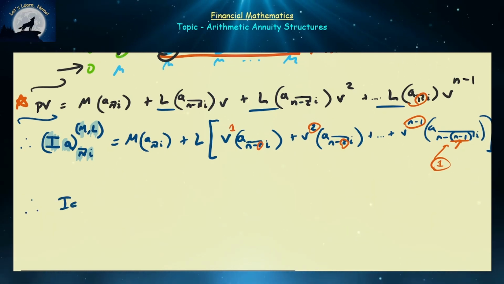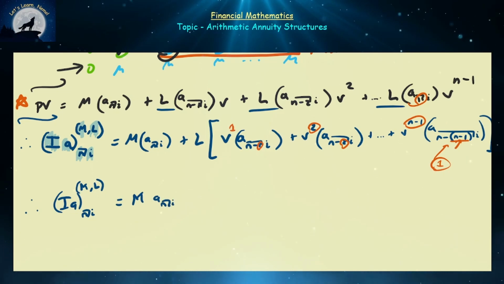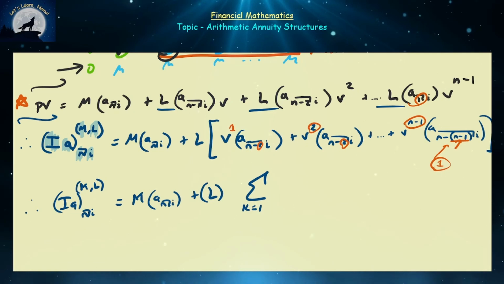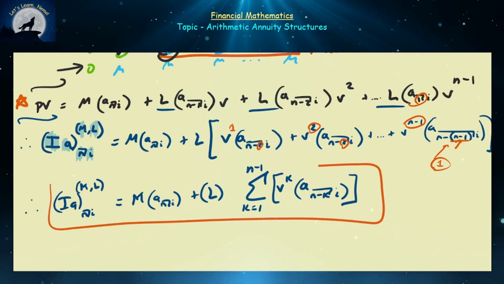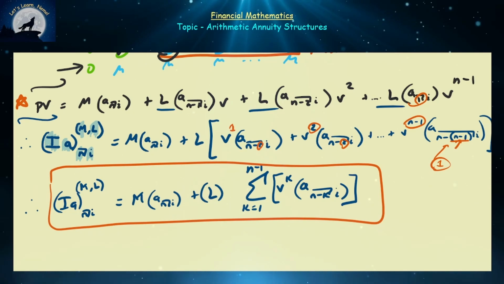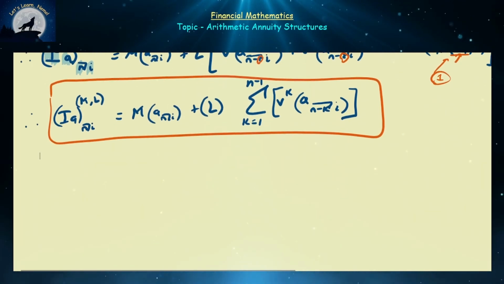Right, so what do we have? We have (Ia)_{n|i} under first payment m increasing by L will be equal to m times a_{n|i} plus L. Now we can go into summation notation, so we're going from 1 to n minus 1, and then we're going to have ν^k times a_{n-k|i}. Right, so that's the first nice representation that we have. All right, so far so good.